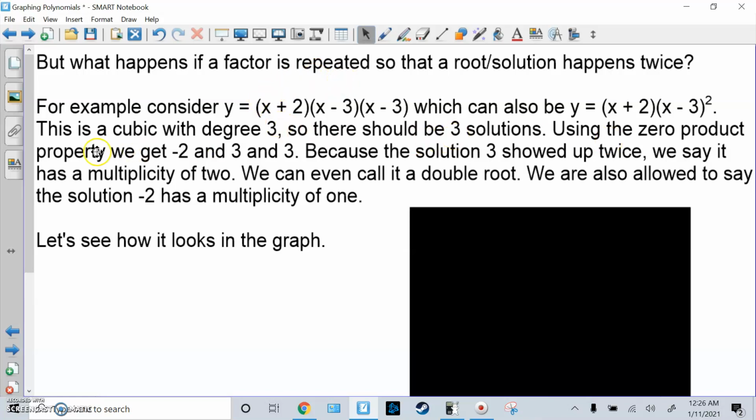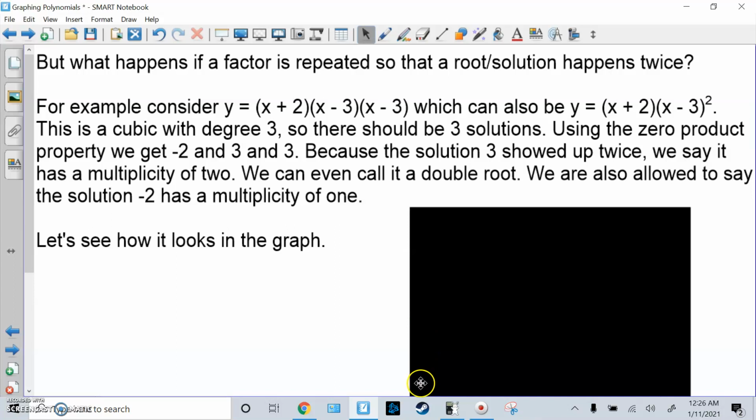Now if we do the zero product property, we only get 2 answers. We get negative 2, 3, and then the other 3 repeats. But because the 3 showed up twice, we say it has a multiplicity of 2. It appeared 2 times, and we even call that a double root. There's also triple roots, quadruple roots, and so forth. And you can also say the solution negative 2 has a multiplicity of 1. It showed up once.